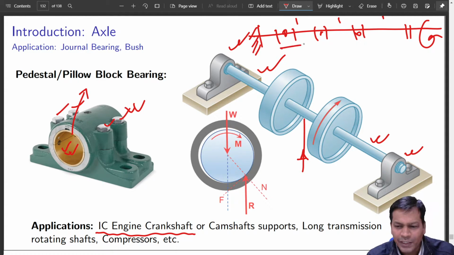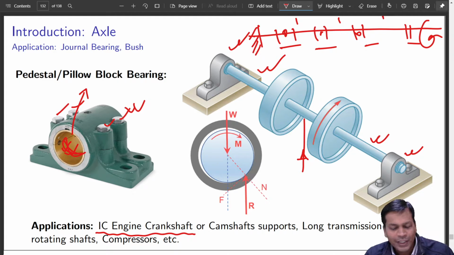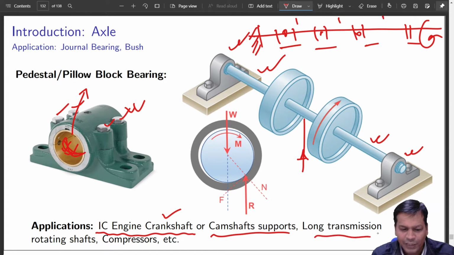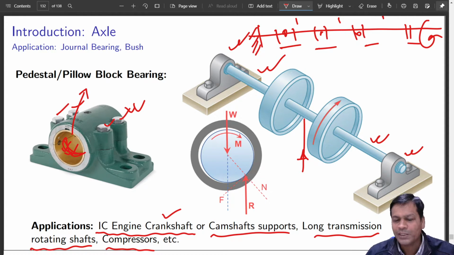Okay, so these bearings have axial friction. Friction is on this surface. And again, what we have assumed is for camshaft, crankshaft, long transmission, rotating shafts. Compressors also may have multiple cylinders on a single crankshaft, so there also you may see this. Anyway, those are the applications.